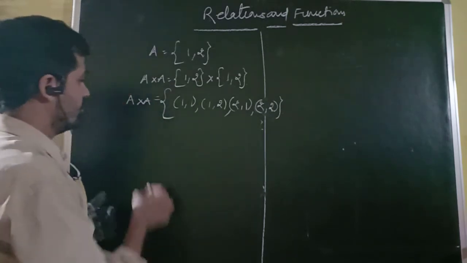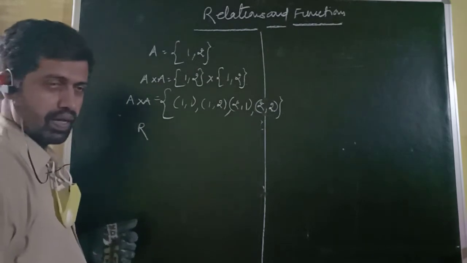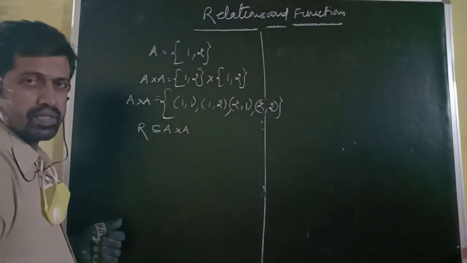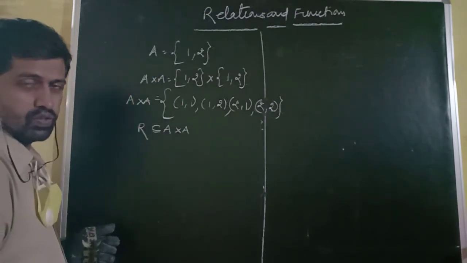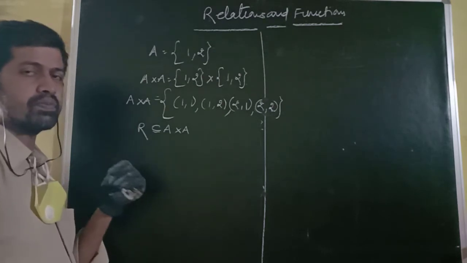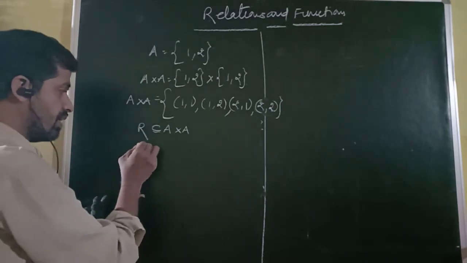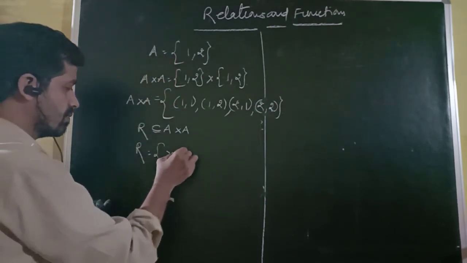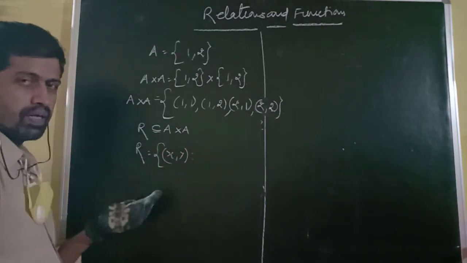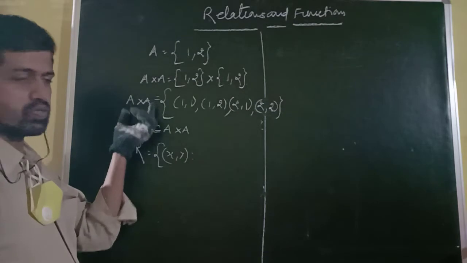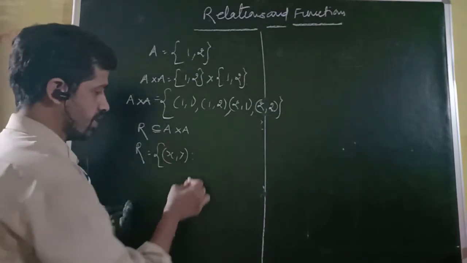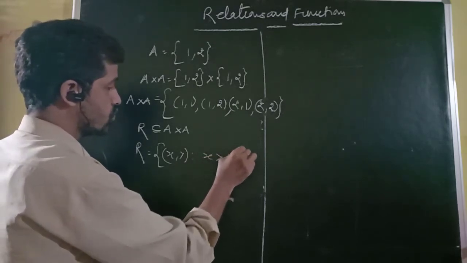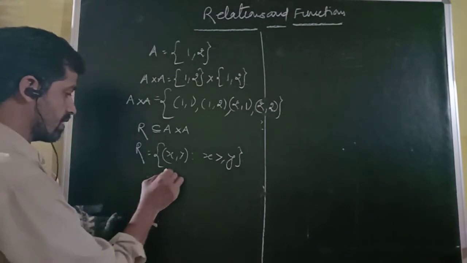Now we define a relation which is a subset of A cross A, a relation defined on set A. When we say defined on set A, that means it is a subset of A cross A. So we define relation R on set A under some conditions. Since relation is a subset of A cross A, it will contain ordered pairs, as we have studied. The condition is that x is greater than or equal to y. This is what we studied in class 11.